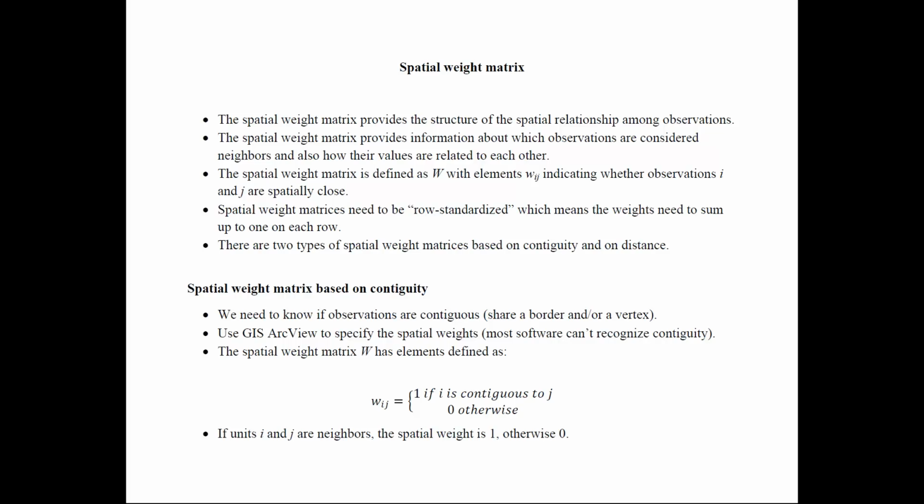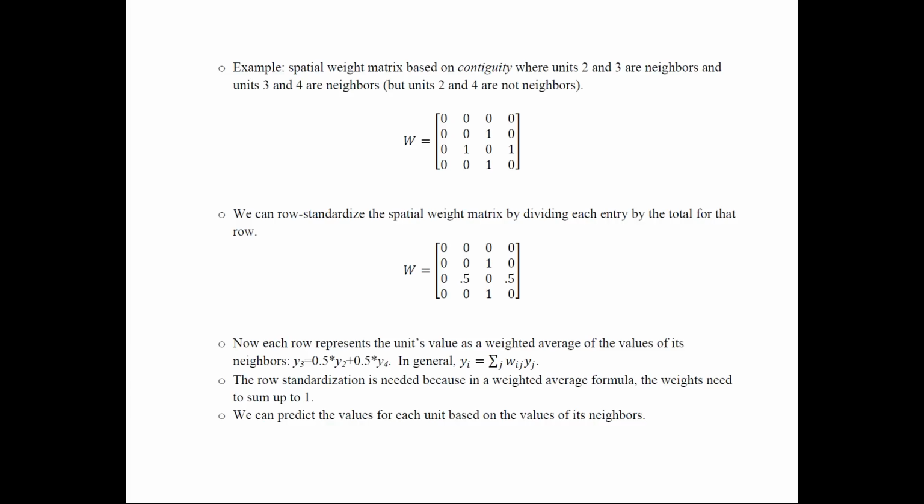Okay, so the spatial weight matrix W would have the elements defined as follows. w_ij would be equal to 1 if i is contiguous to j and 0 otherwise. So if units i and j are neighbors, the spatial weight would be equal to 1, and otherwise 0. So let's consider an example here.